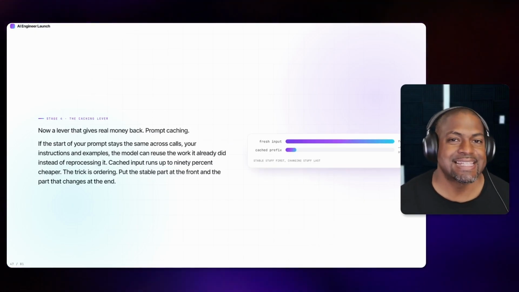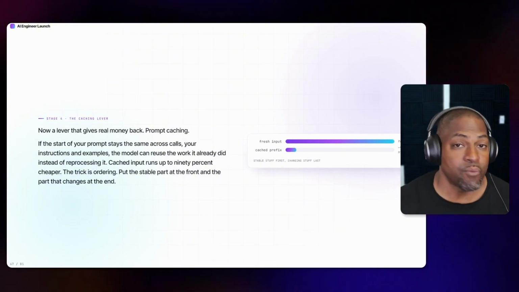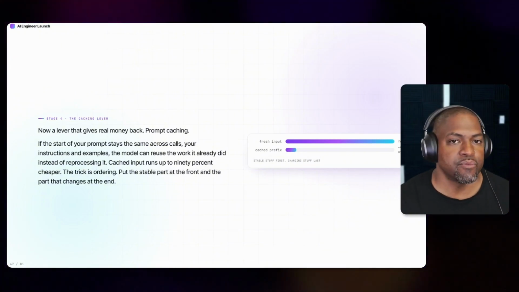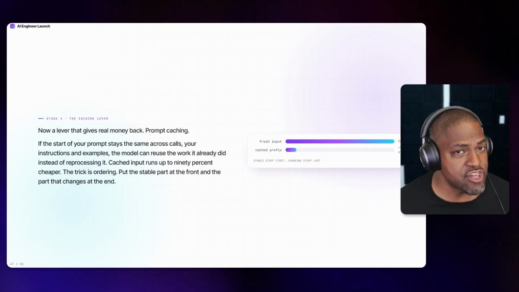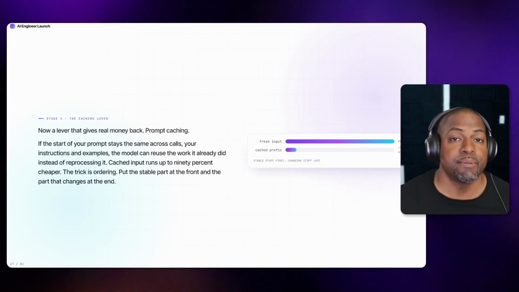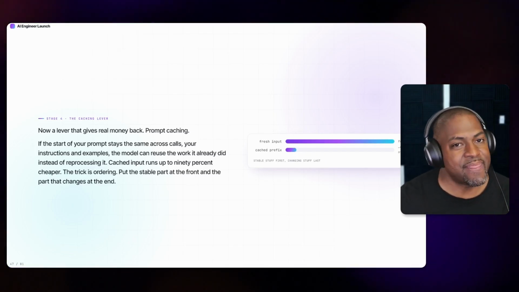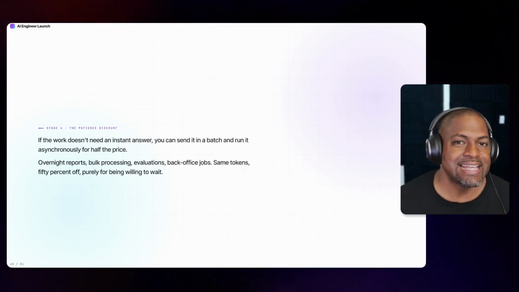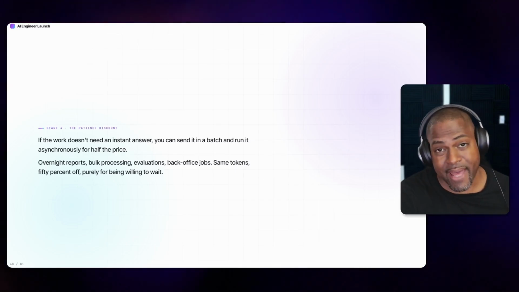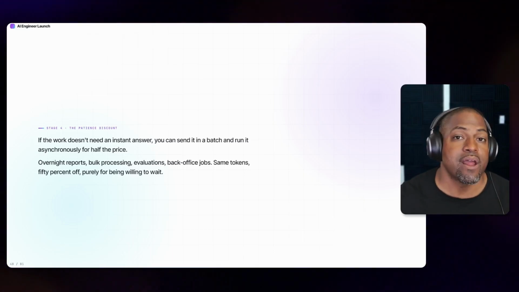If the start of a prompt stays the same across calls, the model can reuse the work it already did. Cached input runs up to 90% cheaper. So the key rule here: put the stable part at the front, and the part that changes at the end. If the work doesn't need an instant answer, send it in a batch and read it asynchronously for half the price.